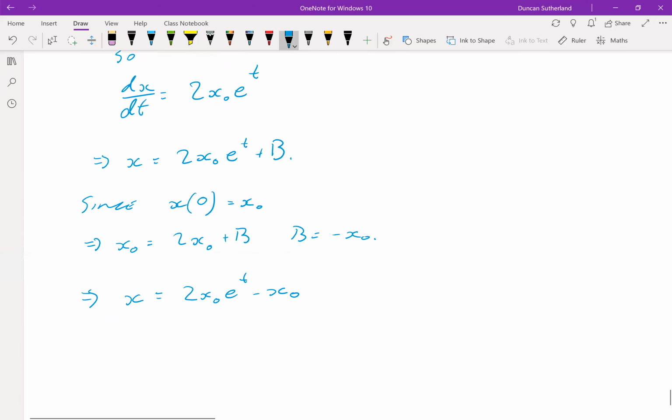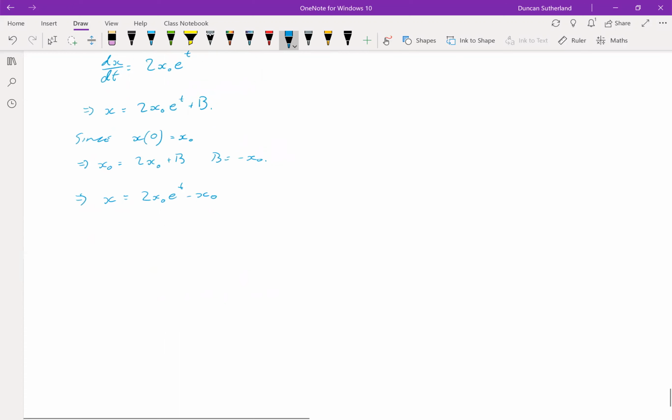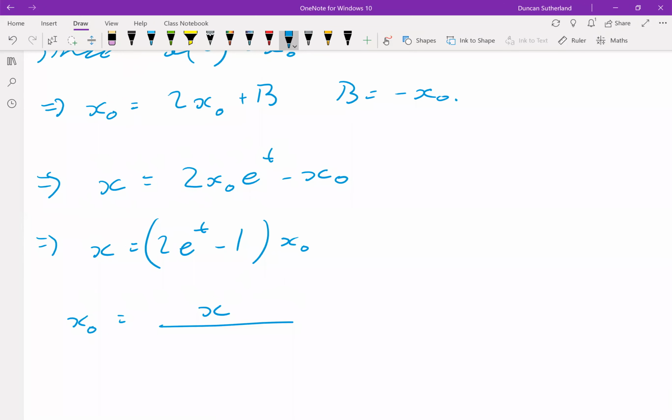And now, because we have our u in terms of x naught, we want to find out what happens as x evolves in time, right? Which is really following this equation here. We need to rearrange this for x naught. So that implies x equals 2 e to the t minus 1 times x naught, so x naught equals x divided by 2 e to the t minus 1.